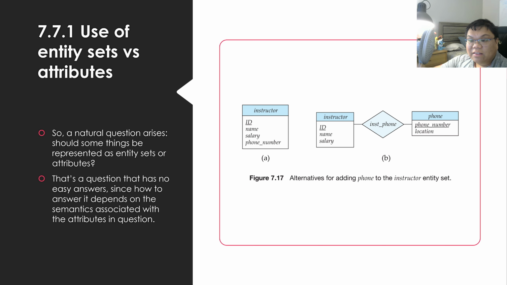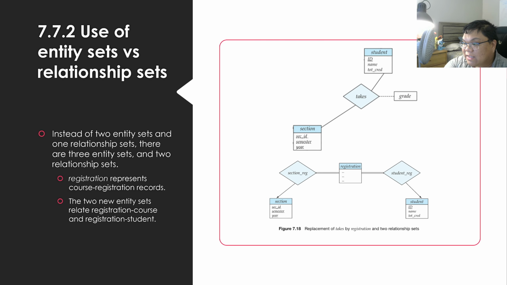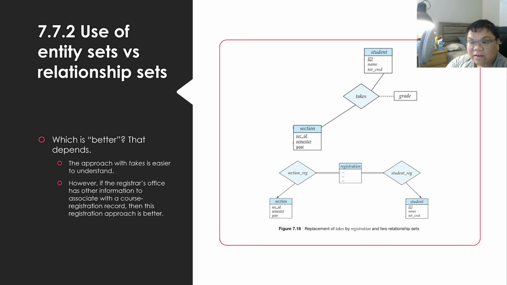So the question is, do you want to do this, or do you want to have phone numbers represented like this, or like this? There's no easy answer to that, because it depends on the semantics associated with the attributes in question. Likewise, it's not always clear when to express something as an entity set or a relationship set. Sure, we have this, but this is another way to represent things. Which one is better depends on what you're doing with that information.